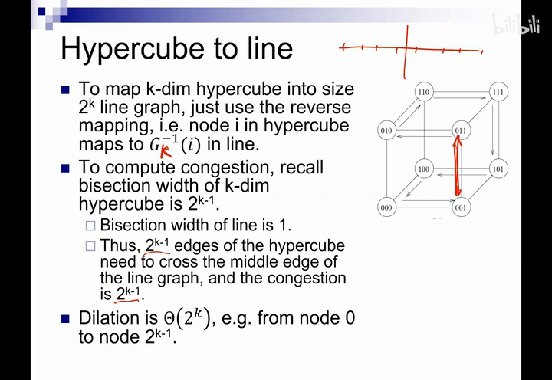And the dilation of this mapping is also going to be order of 2 to the k. For example, if you look at the node 0 and the node 2 to the k minus 1, you can see that these nodes are connected in the hypercube. However, to get to them in the line, this is going to take a path of length 2 to the k minus 1. So for example, in order to get from 0 to node 4 over here, they're directly connected in the hypercube, but you need to take this long path in the line graph. So the dilation is also going to be large. It's going to be 2 to the k minus 1.